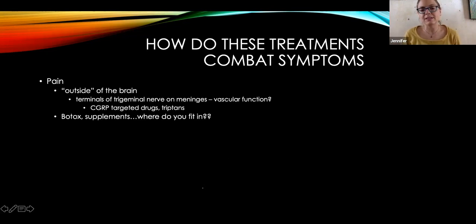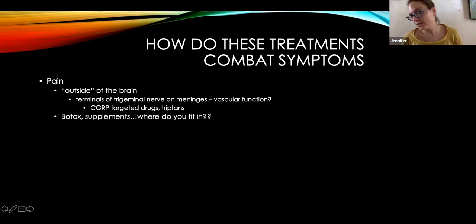And then as neurologists, we have this funny division where we think about pain inside the brain and pain outside the brain, with the boundary being the brain itself. So we think of the lining on top of the brain and the blood vessels that sit embedded in that lining as being outside the brain. So the meninges that get inflamed in meningitis, we've got a bunch of blood vessels and the very end terminals of parts of the trigeminal nerve hanging out together. And maybe there's some weirdness with vascular function that we're targeting with the CGRP drugs.